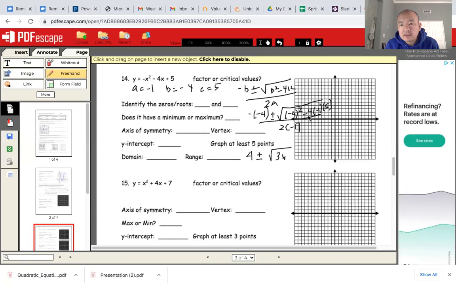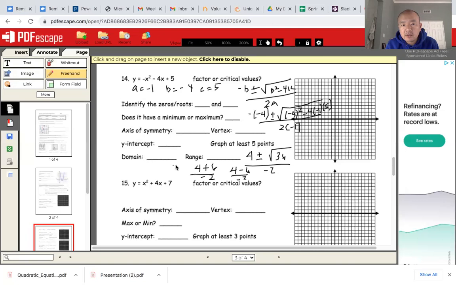Right, because this is 16, and this is negative 1 because there's a plus, and 4 times 5 is 20, so 20 plus 16 is 36, all over negative 2. So you answer this, so it would be 4 plus or minus the square root of 36, which is 6, over negative 2.